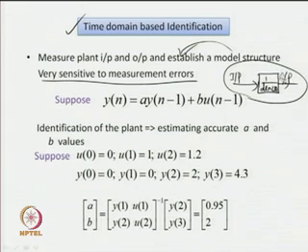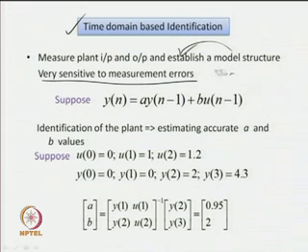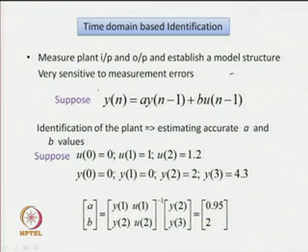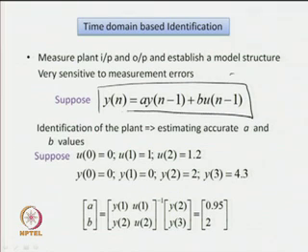Let us see how we can identify a process model. Suppose the process dynamics is given by the difference equation y(n) = a y(n-1) + b u(n-1). Identification of the process is nothing but estimating accurate a and b values for this case, because once a and b are estimated accurately, then the process dynamics has been obtained accurately.